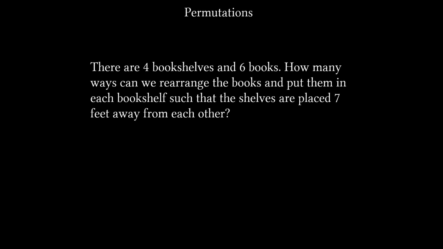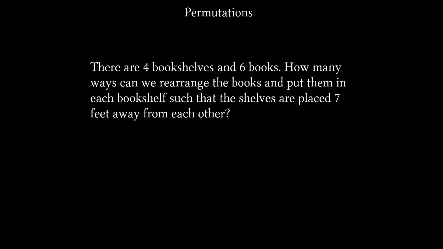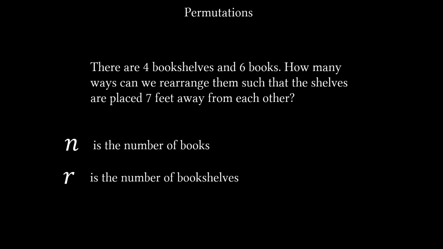How about a problem that is challenging? There are 4 bookshelves and 6 books. How many ways can we arrange the books and put them into each bookshelf such that the shelves are placed 6 feet away from each other? Here comes where the formula enters. This formula is called the permutation formula, where n is the number of objects and r is the number of selected objects. In this case, we're gonna label n as the number of books and r the number of bookshelves.